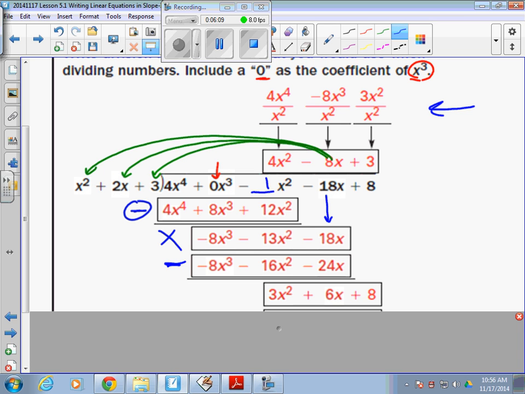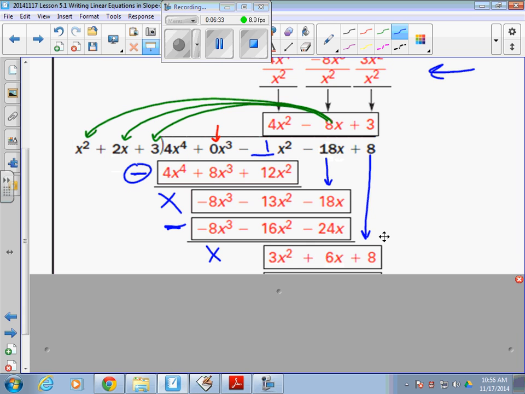So now what it gives you is minus a negative, all of those, which turns into plus. That's why this one cancels out. Negative 13 plus 16 is going to be positive 3x squared. And negative 18 plus 24 is going to be positive 6x. So you have 3x squared plus 6x, and then this one comes down plus 8.